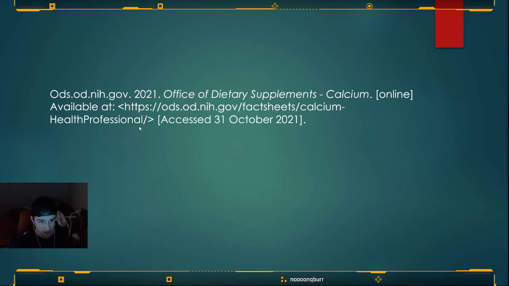And this is the citations page. I used the book and most other stuff mostly, but I also got some information off of this website because it was like the government website for dietary supplements on calcium and stuff. So that's it.